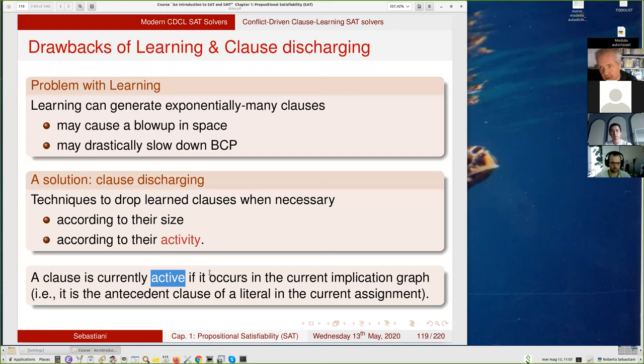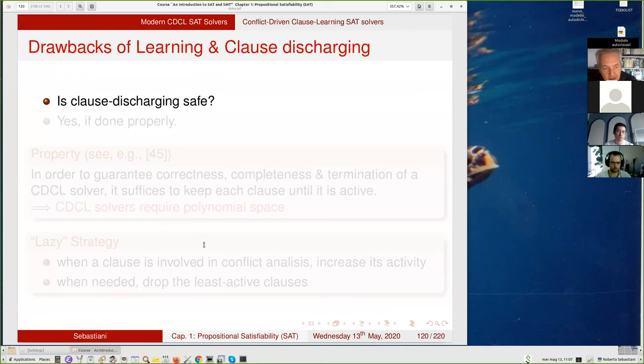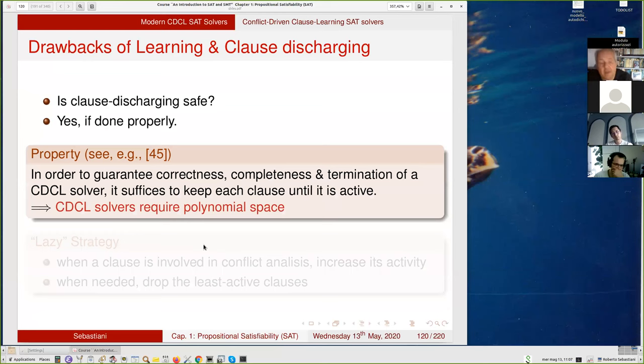Okay, so if this is the case, it was proved that you can safely discharge clauses which are no longer active.